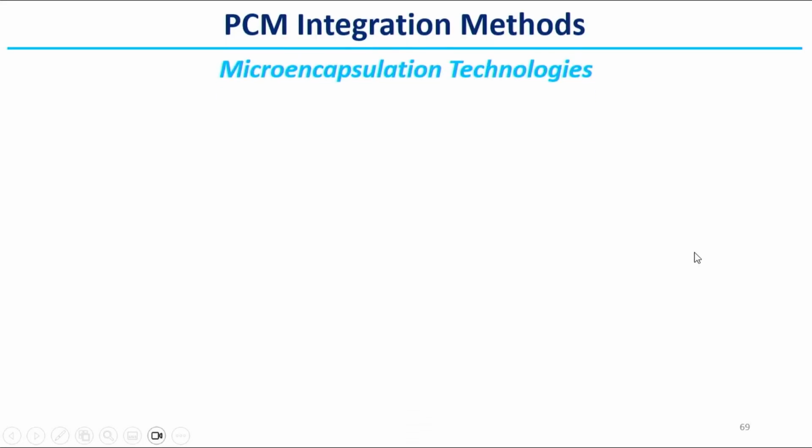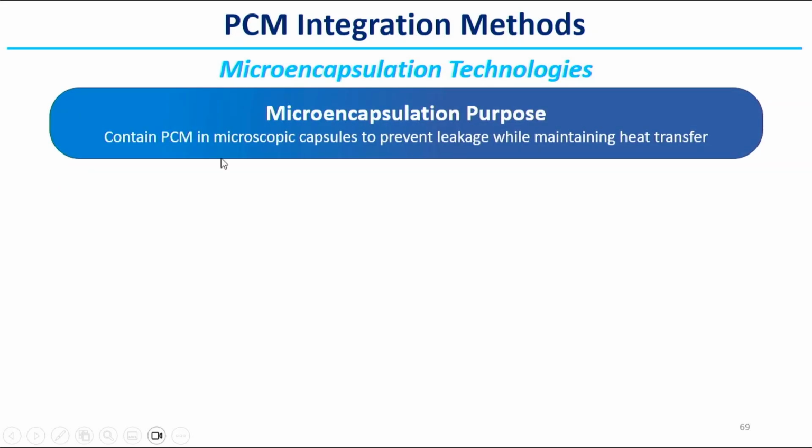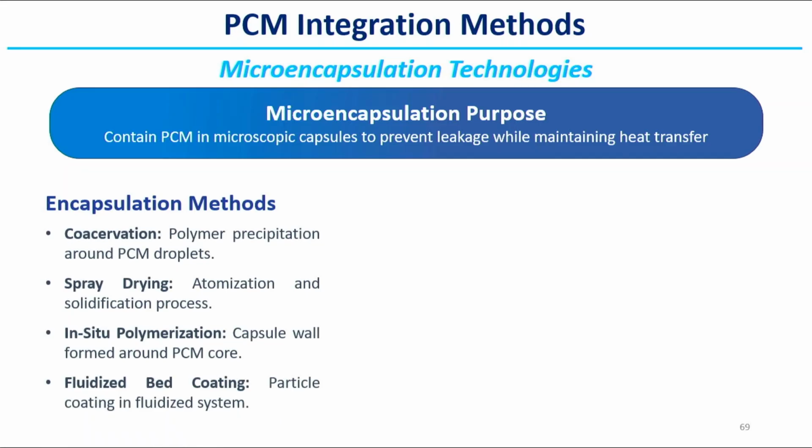So, how to integrate PCM within the textile structure? One of the very commonly used technologies is micro encapsulation. Through micro encapsulation, PCM is contained in a micro capsule to prevent leakage while maintaining heat transfer. There are different types of encapsulation methods. Coacervation is polymer precipitation around the PCM droplet, where the polymer precipitates on the droplet. And spray drying is one method.